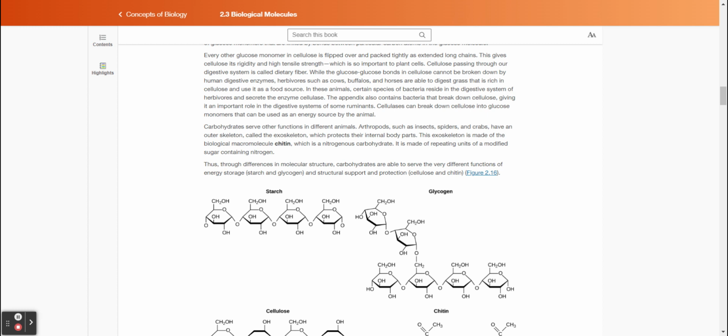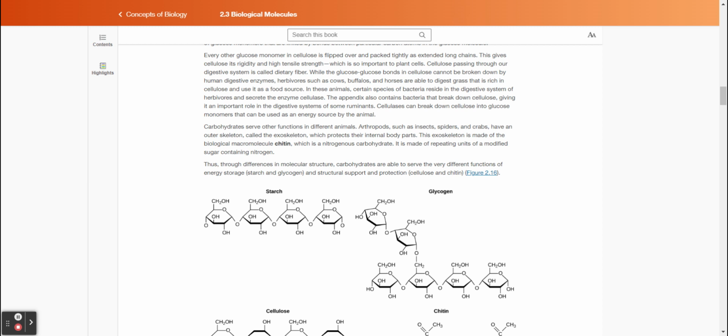Every other glucose monomer in cellulose is flipped over and packed tightly as extended long chains. This gives cellulose its rigidity and high tensile strength, which is so important to plant cells. Cellulose passing through our digestive system is called dietary fiber. While the glucose-glucose bonds in cellulose cannot be broken down by human digestive systems, herbivores, such as cows, buffaloes, and horses, are able to digest grass that is rich in cellulose and use it as a food source.